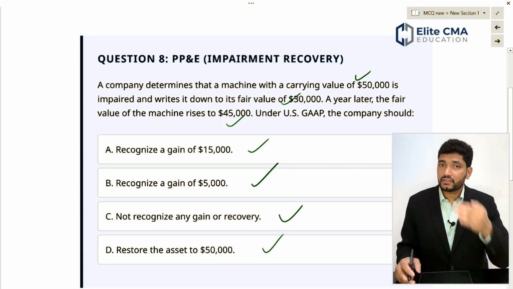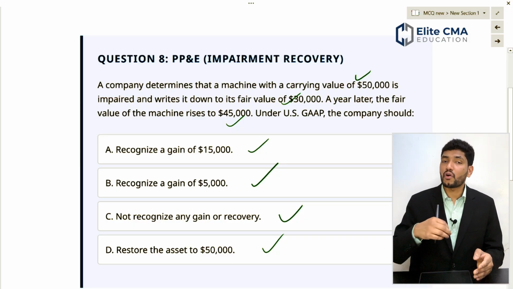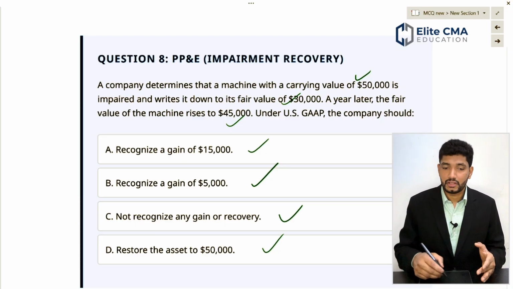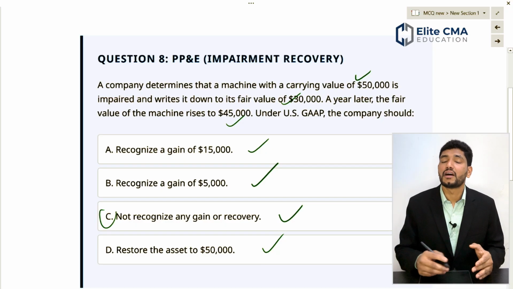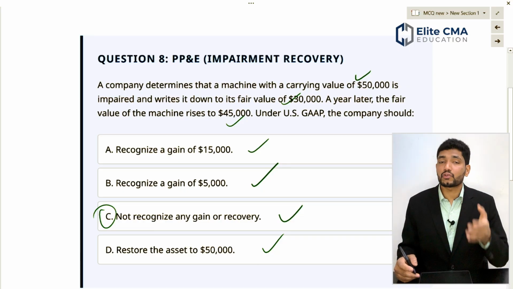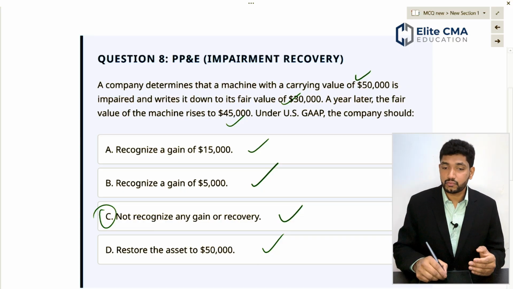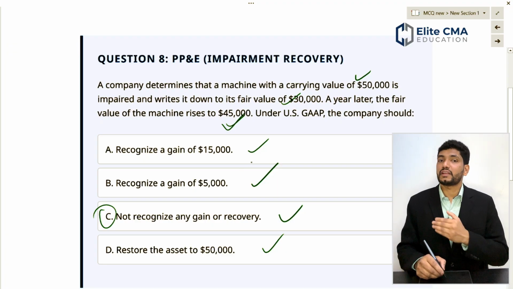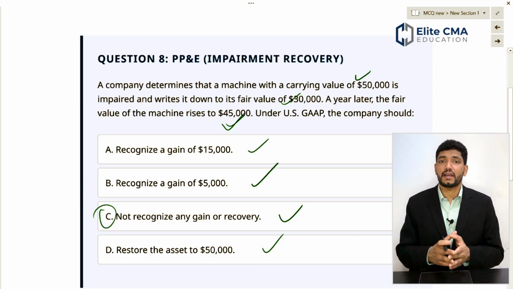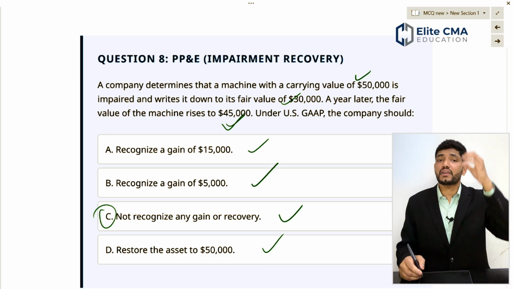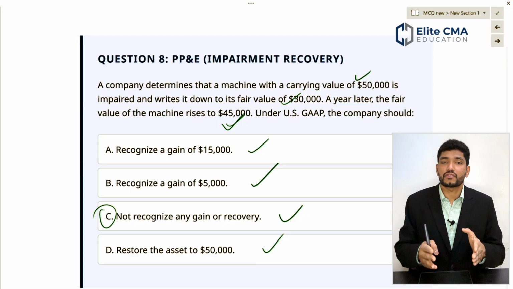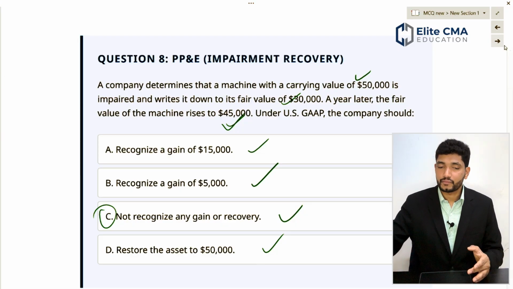Once you write down an asset, as per US GAAP, there is no reversal or recovery of that asset. If you look into the options, option C is the right answer here. Once the fair value rises to 45,000, in this case, there will be no need to recognize any gain or recovery in the financial records. Once you write down your asset value, you cannot write back that asset value as per US GAAP.